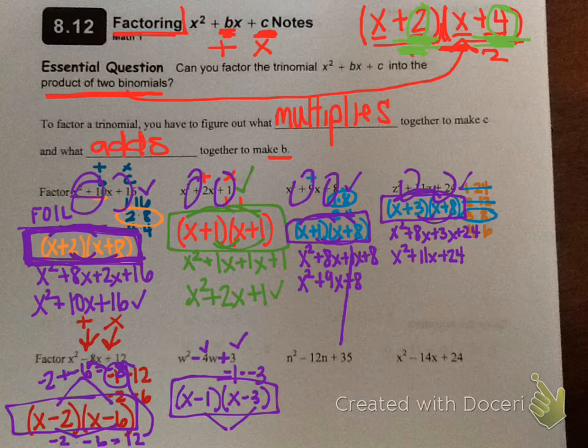On the next one, negative when we add, positive when we multiply, so both negatives again. Negative 1 and negative 35, negative 5, negative 7. Negative 5 and negative 7 add up to negative 12. So x minus 5, x minus 7. They add up to negative 12. They multiply to positive 35.